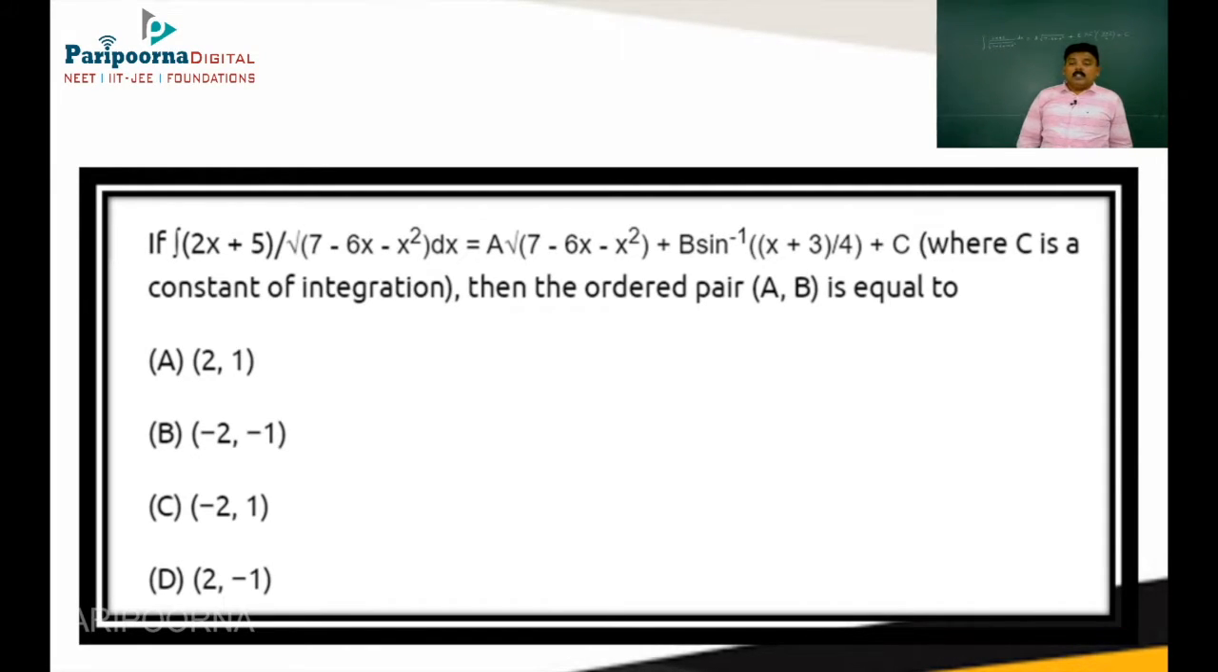You see the question: if the integral of (2x plus 5) divided by the square root of (7 minus 6x minus x squared) dx equals a times the square root of (7 minus 6x minus x squared) plus b times sine inverse of (x plus 3)/4 plus c, then the ordered pair (a, b) is equal to. So this is a very standard question.